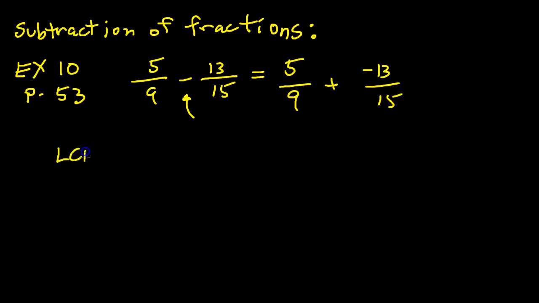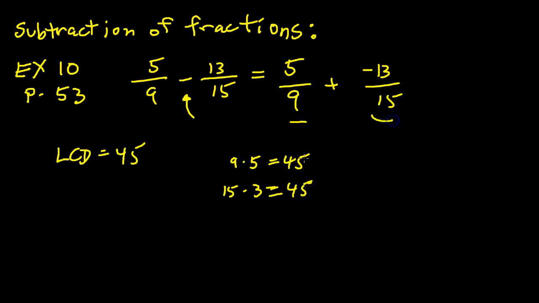LCD is 45. If you notice, 9 times 5 is 45. And 15 times 3 is also 45. So 45 is a multiple of both 9 and 15, and it's the smallest number that's a multiple of both, hence the name common denominator.